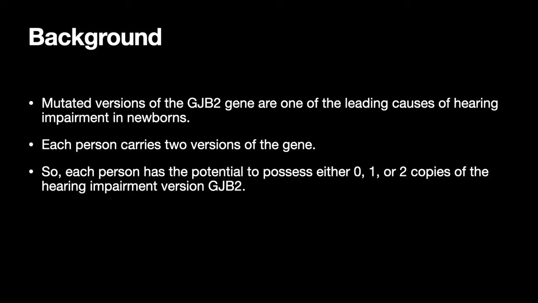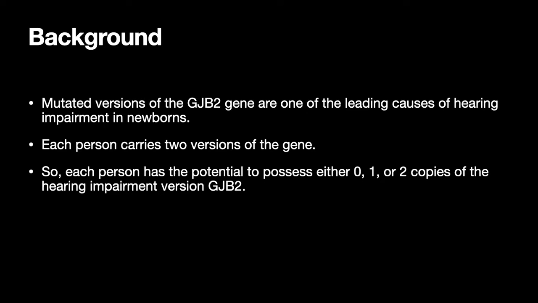This is Darbout, and today we're going to talk about the Heredity application. So basically, in this application, we have an AI to assess the likelihood whether a person exhibits a particular genetic trait or not. So in our case, we'll have access to the genes, wherein we have mutated versions of the GJB2 gene, which is one of the leading causes of hearing impairments in newborns.